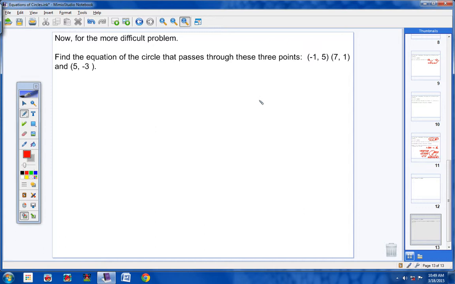This problem will probably take about 10 minutes, alright? Find the equation of the circle that passes through these 3 points. Now, you do not need to graph it usually, but in this case here, I'm going to ask you to graph it because I want you to see what we're doing. So my advice to you is to graph these 3 points, okay? You can take or leave my advice, that's up to you, but I would strongly recommend that you plot these points.